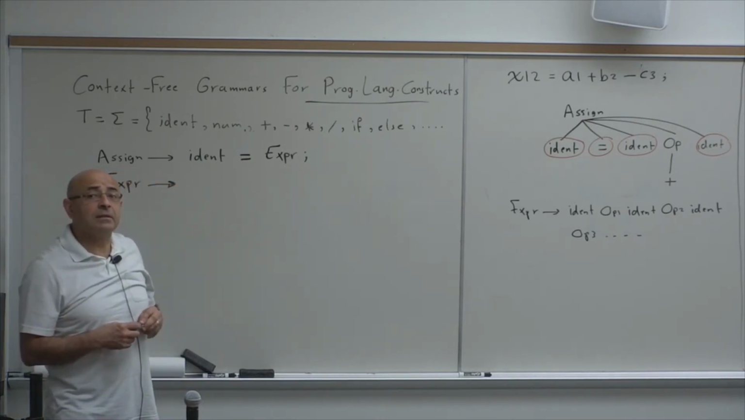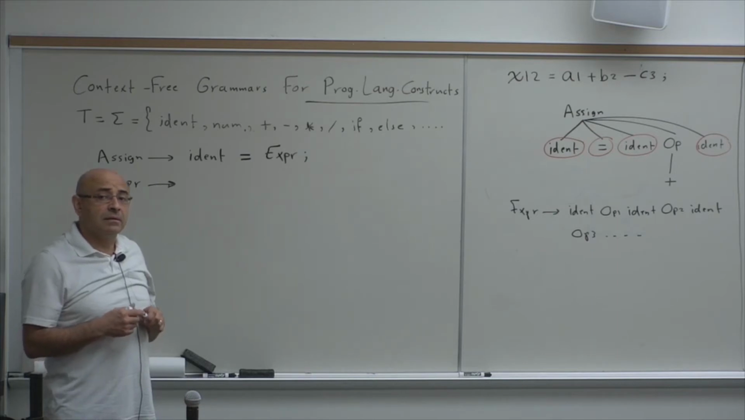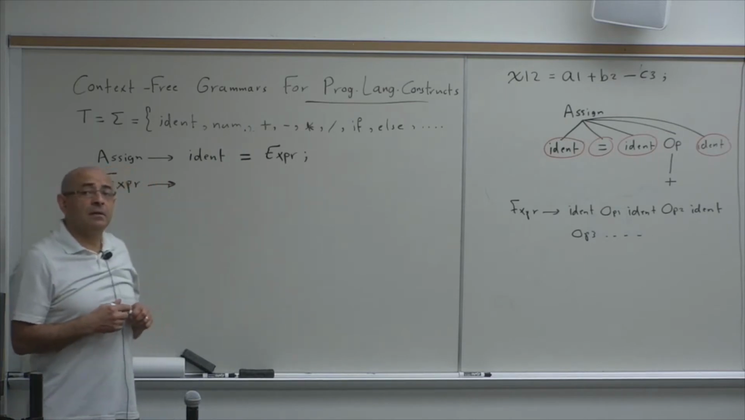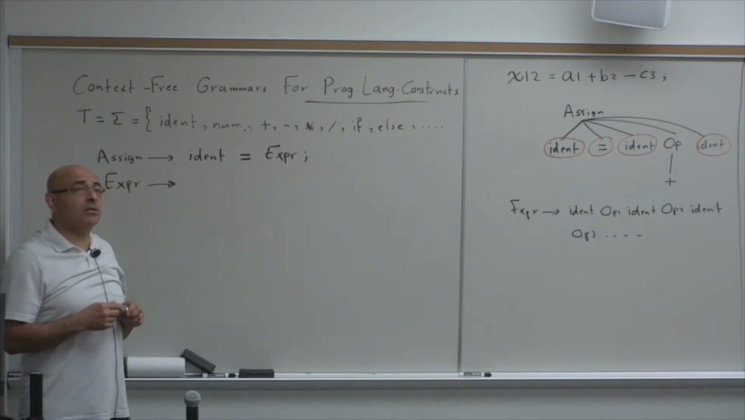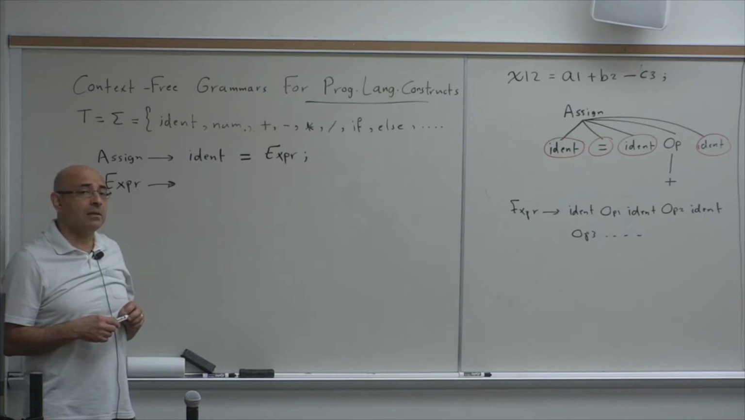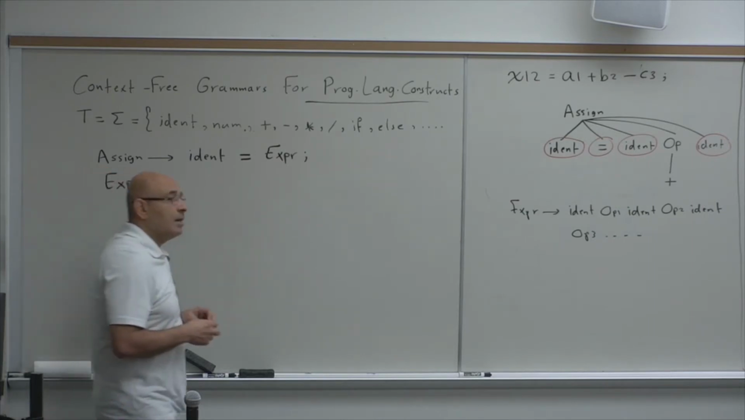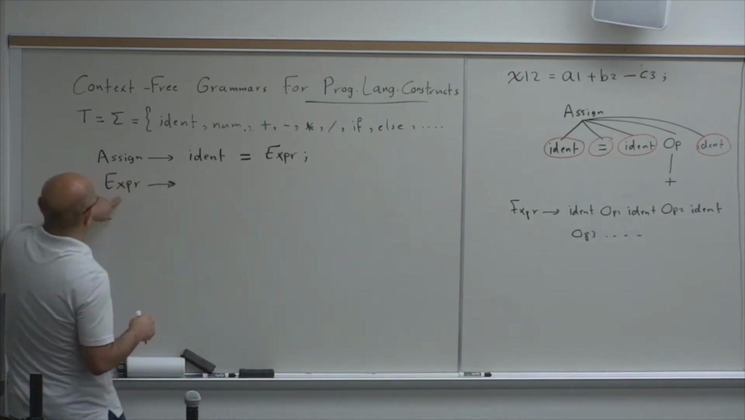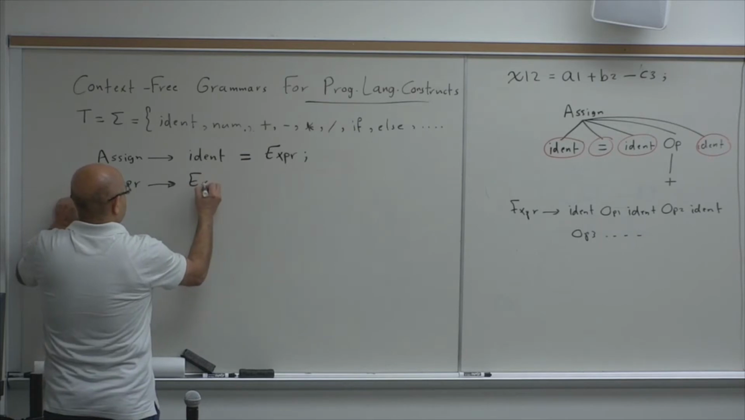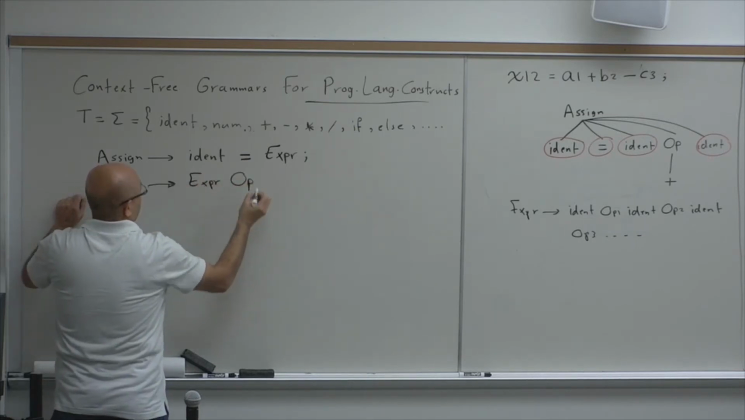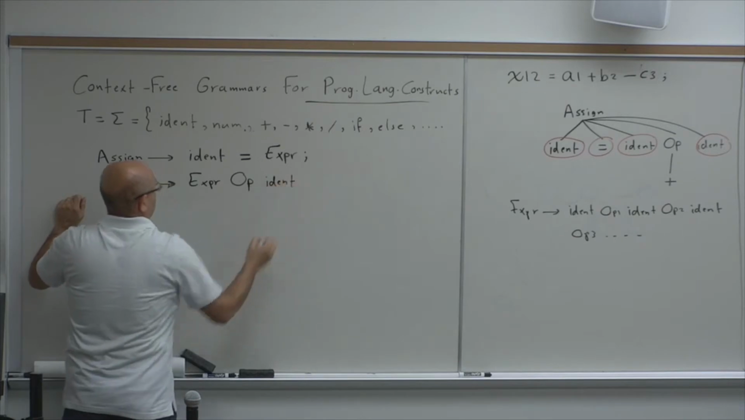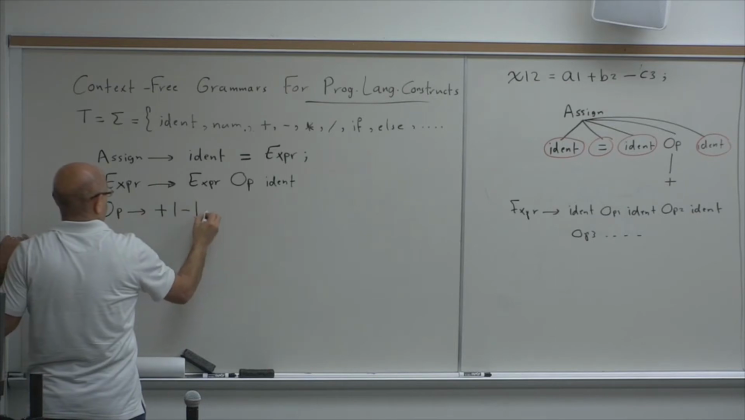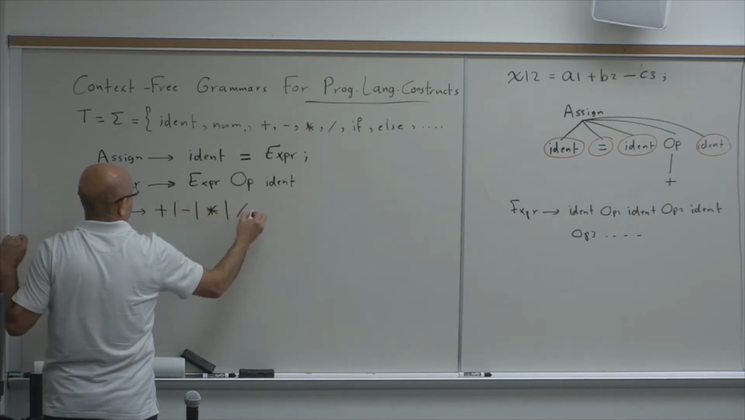Yes? Could we put an identifier in the assign and then put op identifier in the expression and then keep on calling the expression? So what is keep on calling in grammars? Recursion. Recursion, yeah. So we need recursion. So the answer is that we need recursion in order to do this. So our expression can be an expression op identifier, and then op is plus or minus or multiply or divide.